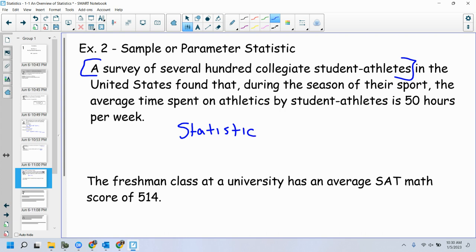Okay, let's identify the population then. If that's truly a sample of my population, what is the population? Yeah, all collegiate student-athletes in the U.S. I take the sample out of that entire population. The population is all of them, and then I'm only going to survey a certain amount of them. That's the sample.